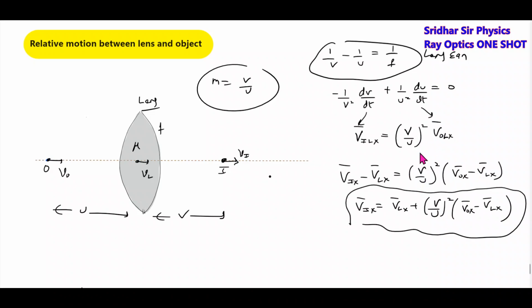How to calculate v by u? By using the lens equation, because you know u and f, we can get the v. From the v, we'll substitute and get (v by u) whole square. Then we can calculate the velocity of the image. If the lens is attached, that you can apply it. So we'll get a situation where object and lens will both be moving. This approach you have to develop.